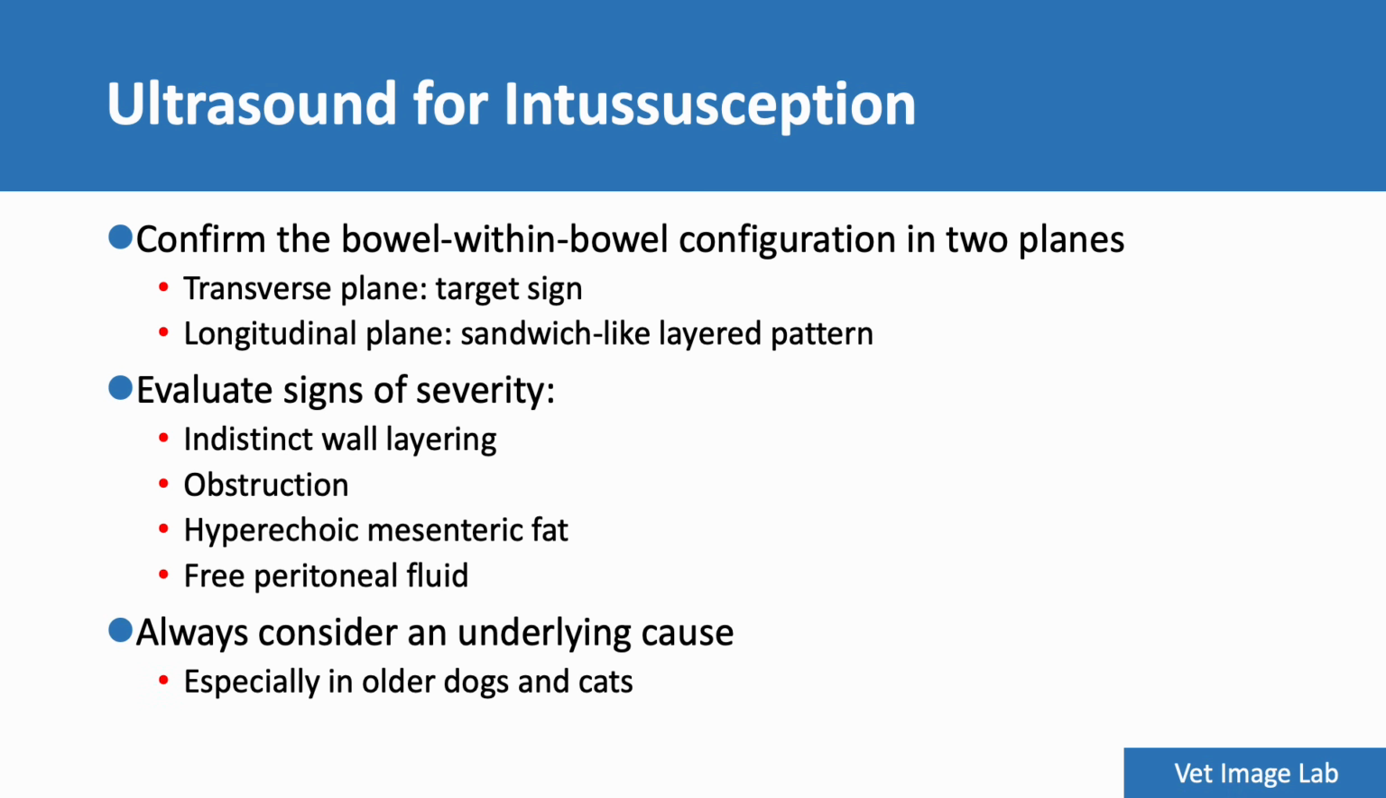Finally, we should always consider the underlying cause. This is especially important in older dogs and cats, or when the clinical context is unusual. So, when we report intussusception, our goal is not only to say, intussusception is present. We should also describe its severity, possible complications, and any suspected lead point or underlying lesion.